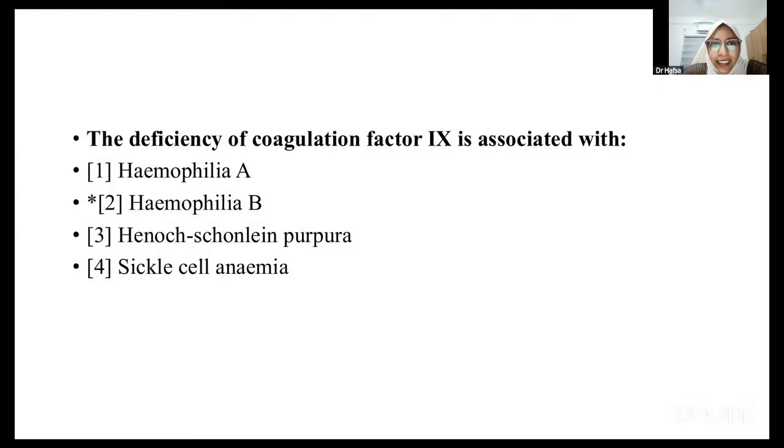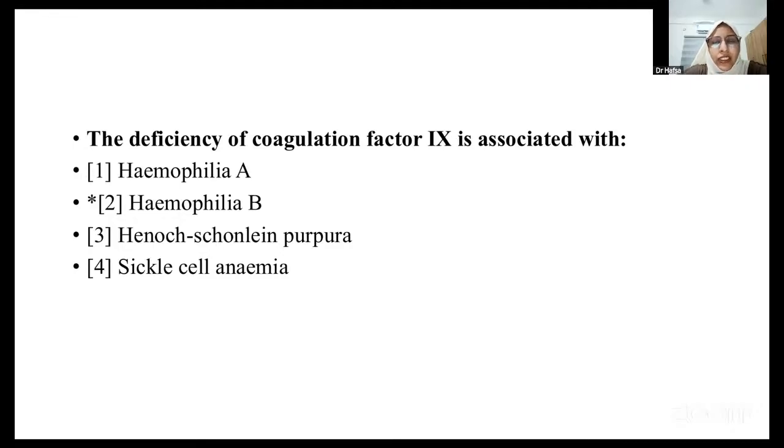In the previous class, I taught you some techniques to deal with the longer questions and not to make mistakes with the simpler questions. So, first, let us go to the first question. The deficiency of coagulation factor 9 is associated with. Here, I just put this question to make you understand that the cascade of coagulation, the factors and the elements, and everything from this chapter is very important.